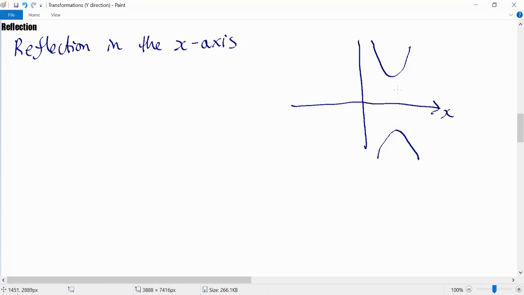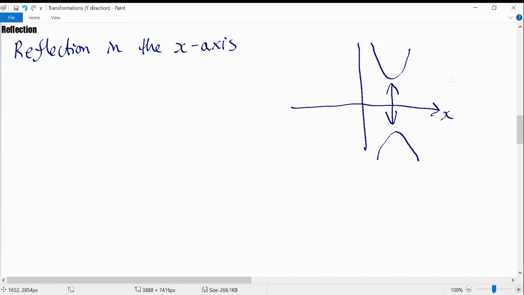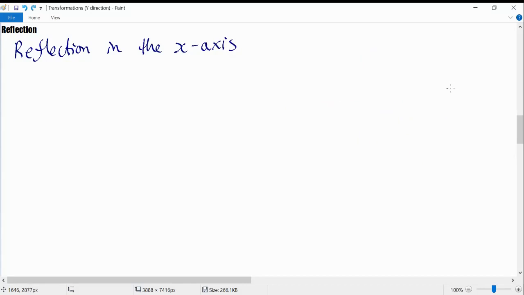Obviously, that's not a perfect drawing, but you get the idea. And therefore, the movement has happened up or down, in other words, towards the x-axis. So that's why we're allowed to use the word "in" in this scenario, but not for a stretch. So there you go, that's the wording.